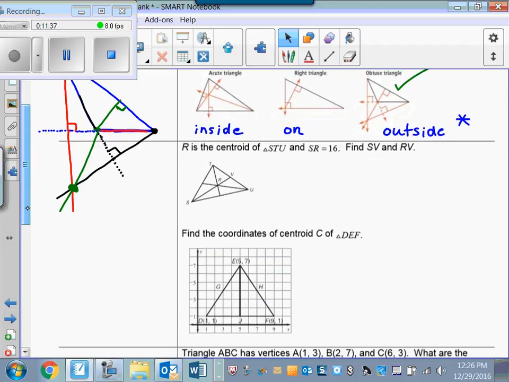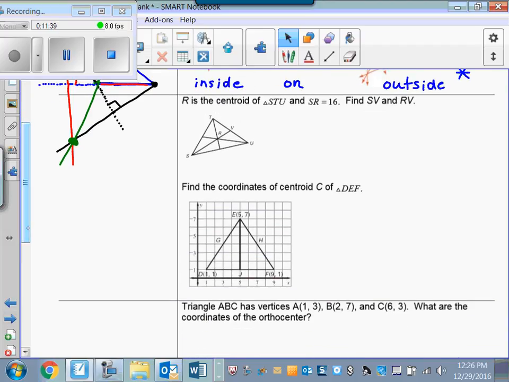All right, so now we're just going to do some examples. R is the centroid. What is the centroid? It's the point of concurrency of the medians.